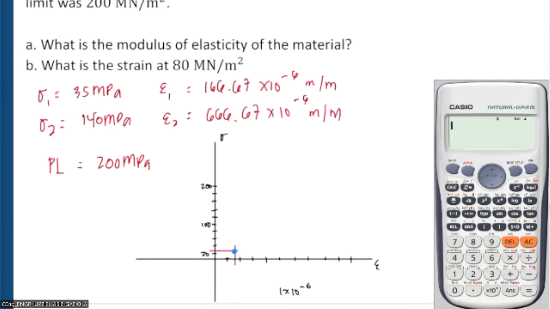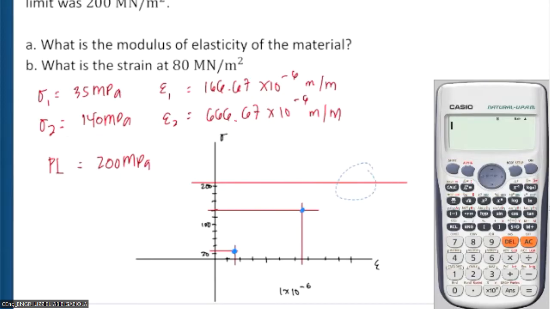Then the second point, we have 140. So this is that point. Okay, 140. Then we have 666, so 1, 2, 3, 4, 5, 6, and then 7. So halfway that value or beyond halfway. Okay, so this is our second point. And then our proportional limit is at 200 MPa. So at this location, this will be our proportional limit.